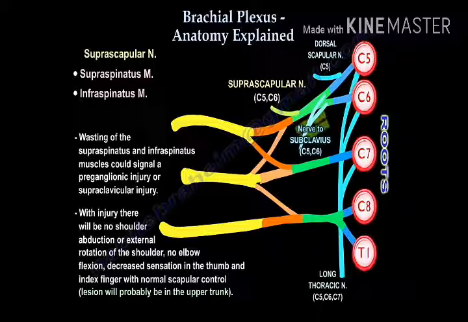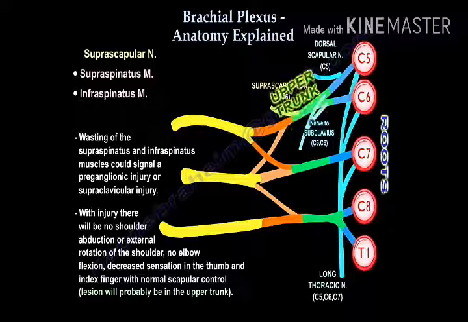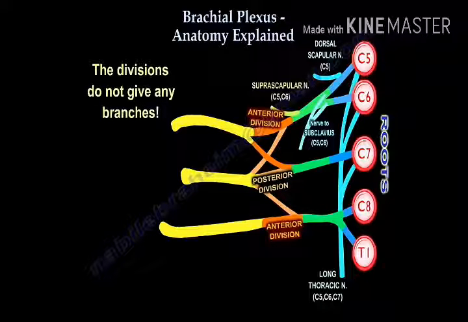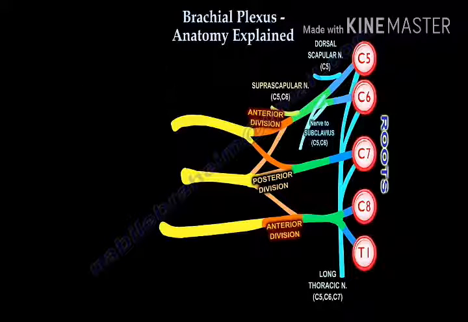There will be decreased sensation in the thumb and index finger with normal scapular control. So where is the lesion? Probably in the upper trunk. Now let's go to the divisions. The divisions will not give us any branches. Now after the divisions, you will have the chords.